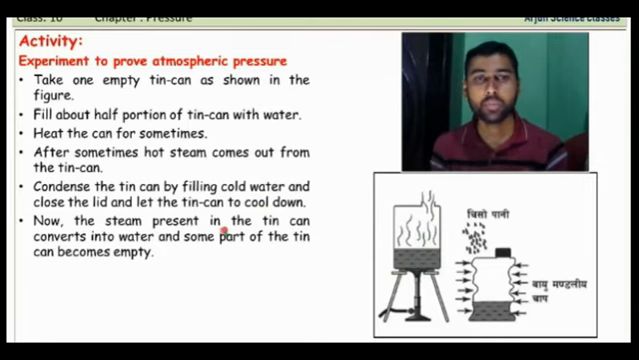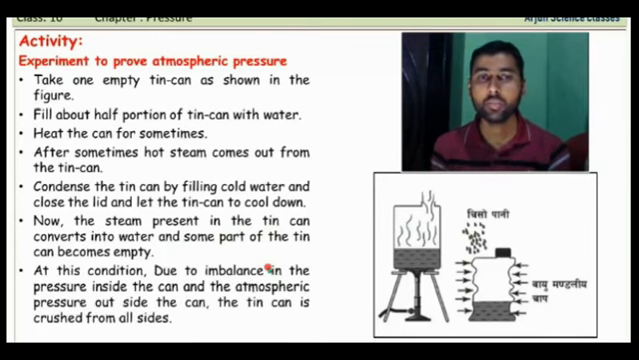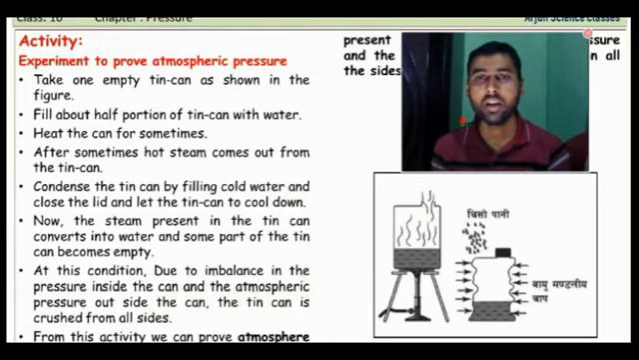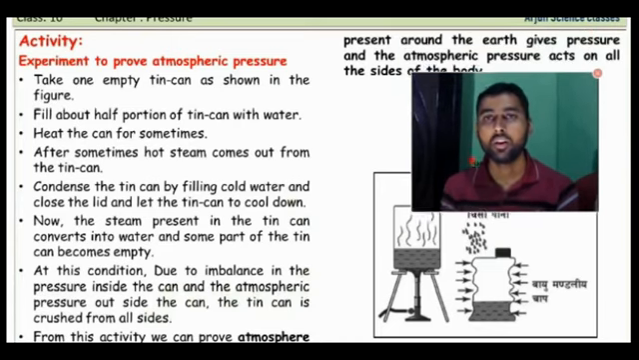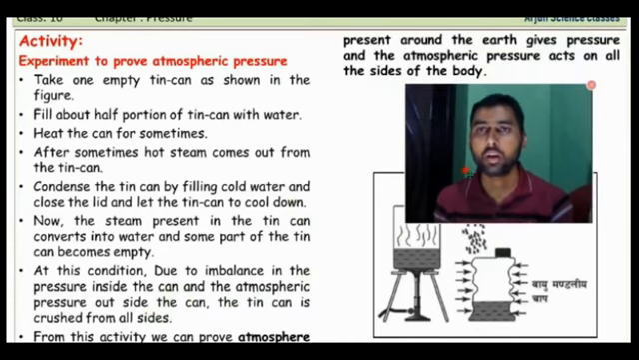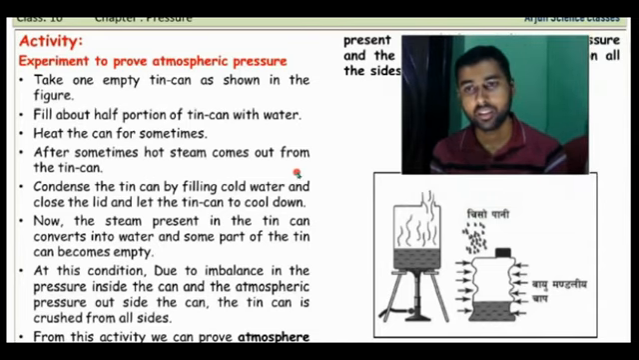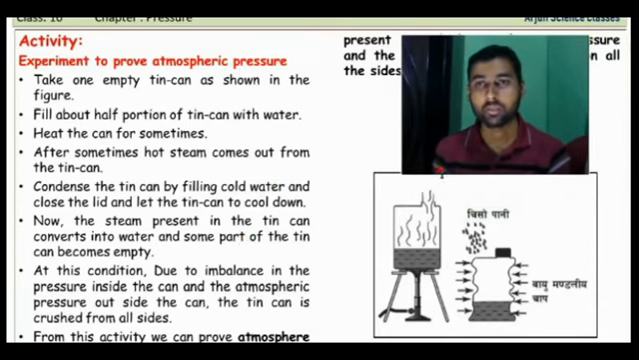Now the steam present in the tin can converts into water. The vapor present in the tin can converts into water, and there is creation of a vacuum inside the tin can. At this condition, due to imbalance between the pressure inside the tin can and the atmospheric pressure outside, the tin can is crushed from all sides. From this activity we can prove the atmosphere around the earth gives pressure, and the atmospheric pressure acts on all sides of the body.